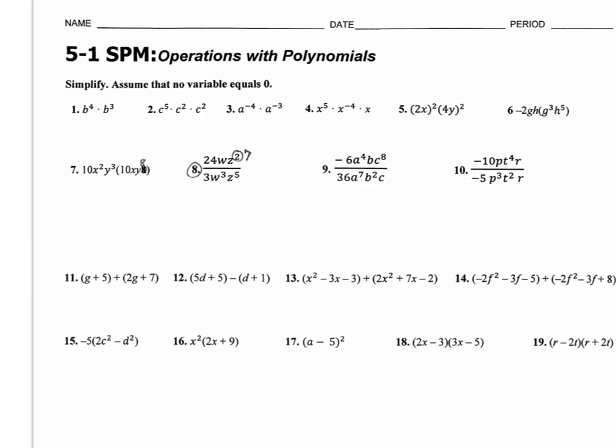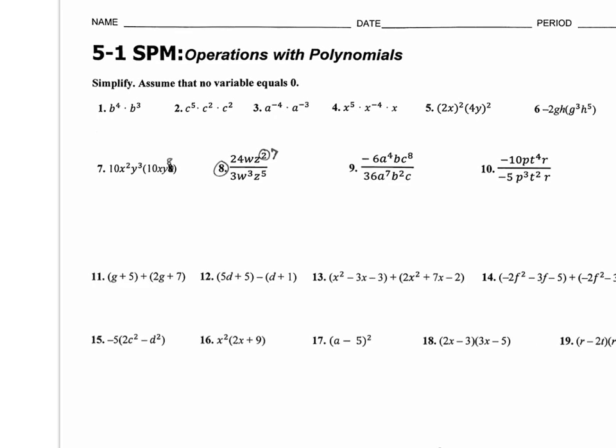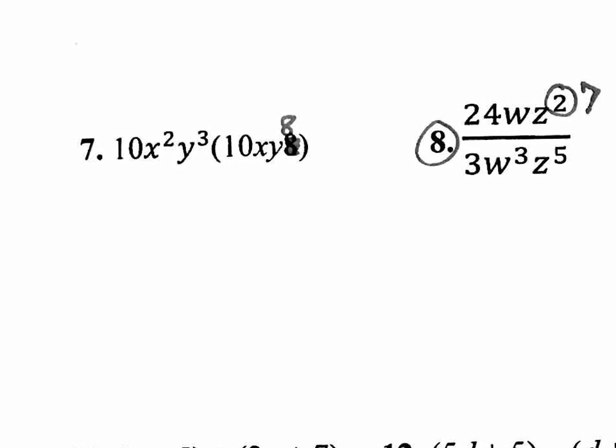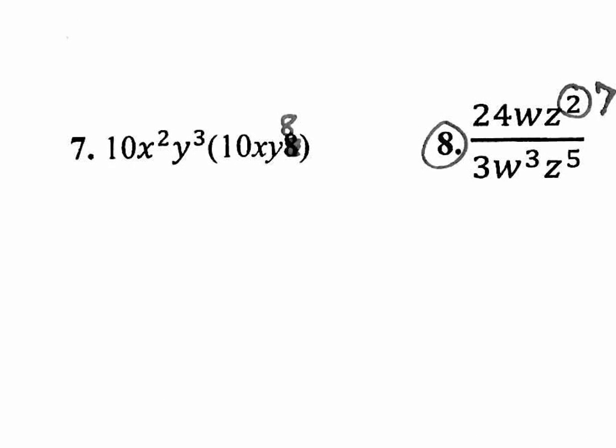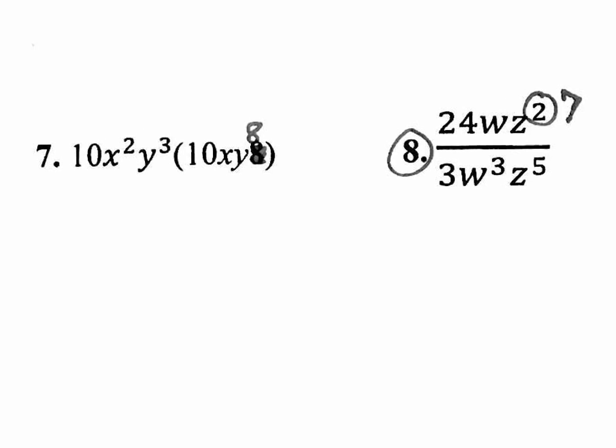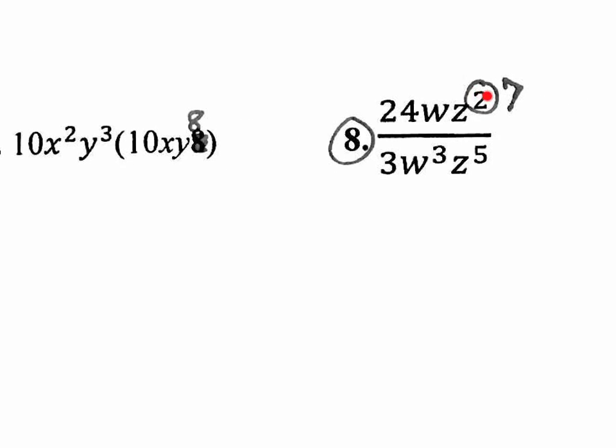On this worksheet, we need to know all the rules of exponents to be able to simplify these. First of all, let's start out by identifying the typos. There was a mistake on number 7. There used to be a big 8 right there. That should be an exponent of 8. And also on number 8, this 2 should actually be a 7. So go back and change that 2 to become a 7, please.